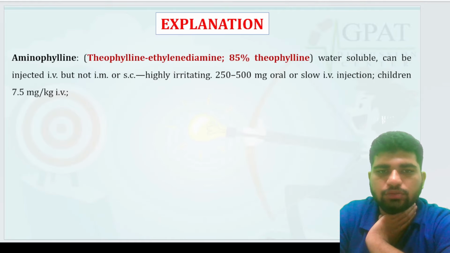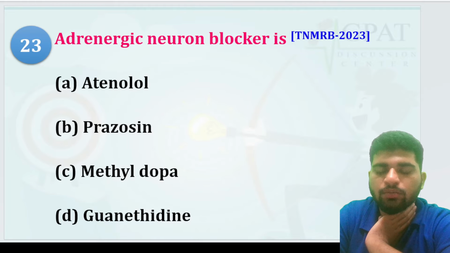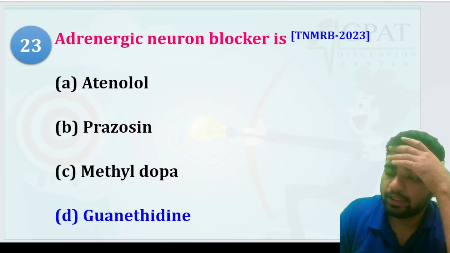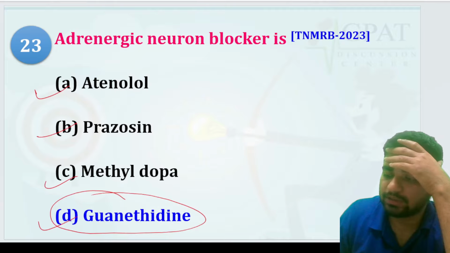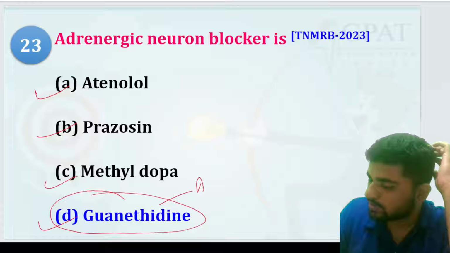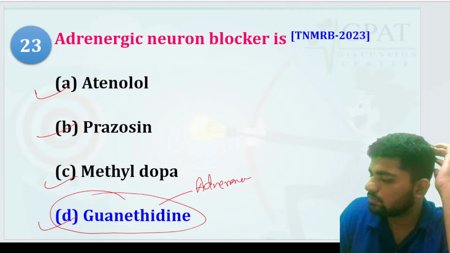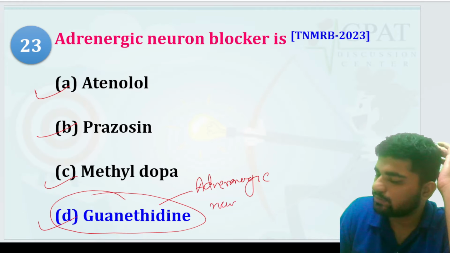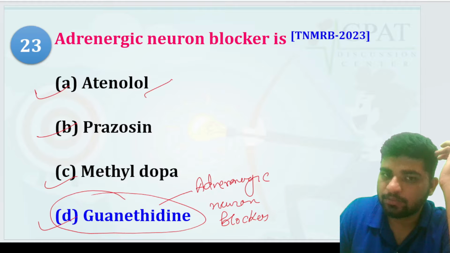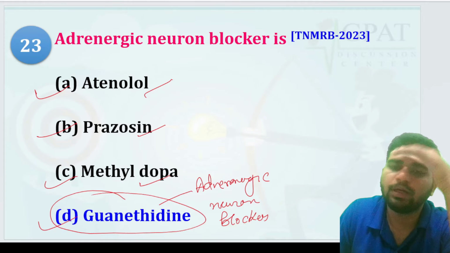Adrenergic neuron blocker: is it atenolol, prazosin, methyldopa, or guanethidine? Guanethidine is the correct option, the adrenergic neuron blocker. Atenolol is a beta 1 receptor blocker. Prazosin is an alpha 1 receptor blocker. Alpha 2 agonist is methyldopa.